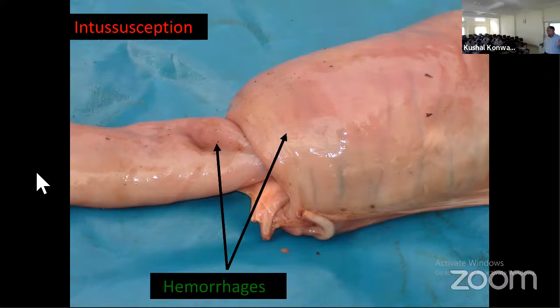What is this? Intussusception, telescopic invagination. This happens because there is severe straining. This was a by-chance discovery for me. A calf died of severe enteritis, hemorrhagic enteritis, and when I performed a postmortem examination, I found this.